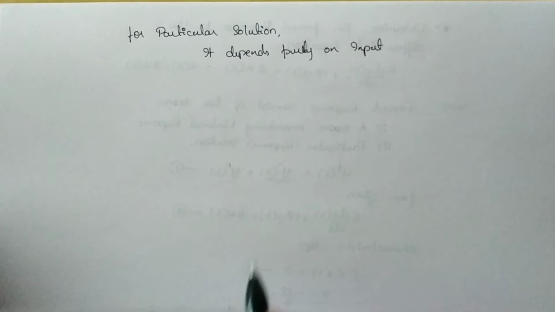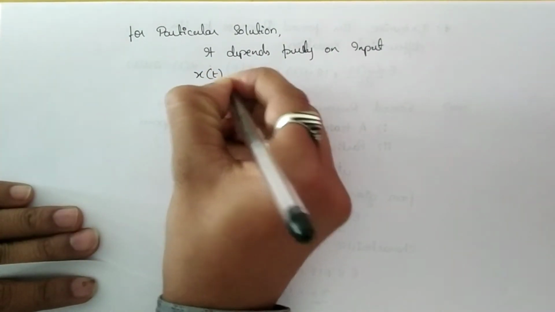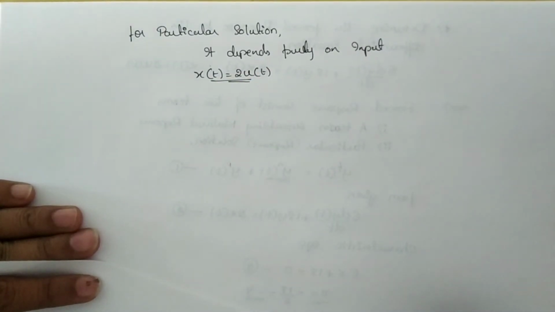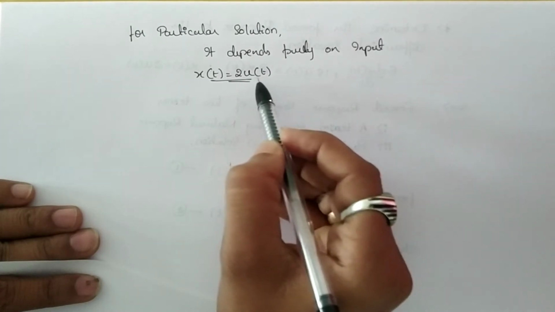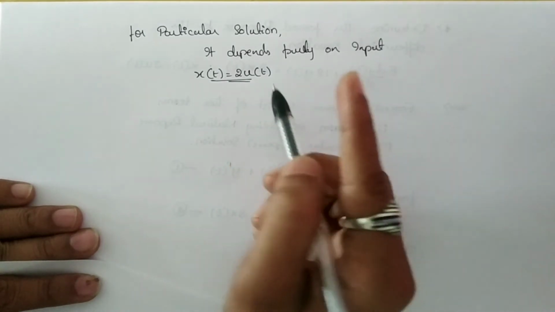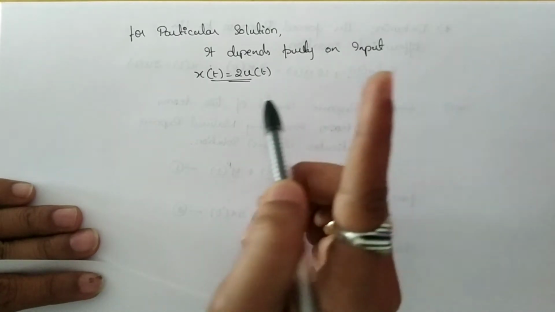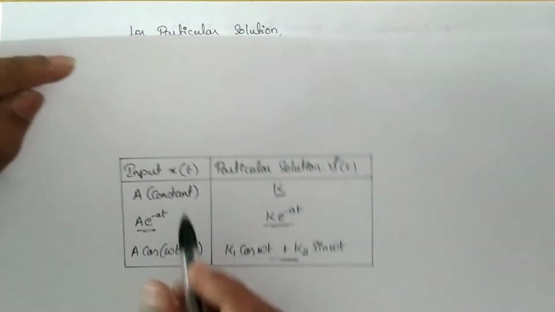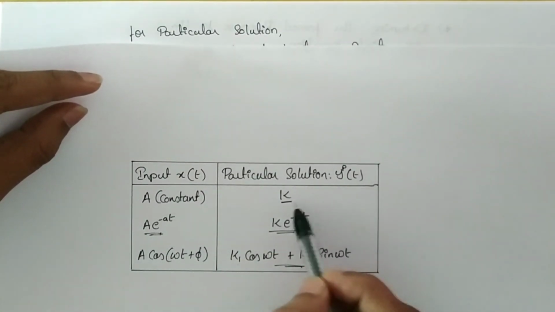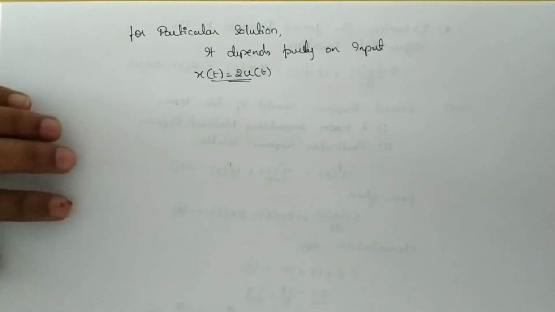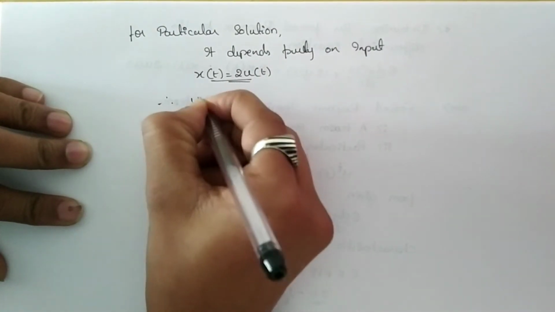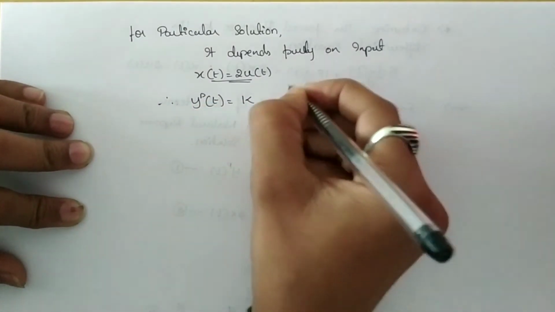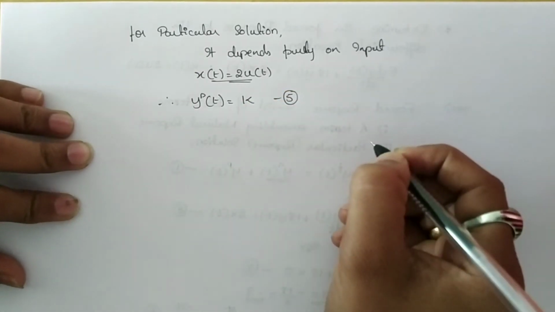Okay, in this problem we have input x(t) equal to 2u(t). Since u(t) has value 1 from 0 to infinity, it is a constant value. U(t) will be constantly 1, and 2 is also a constant. Since x(t) is a constant, the input is a constant, so the particular solution yp(t) will be k. Therefore, yp(t) = k, marking it as equation number 5.